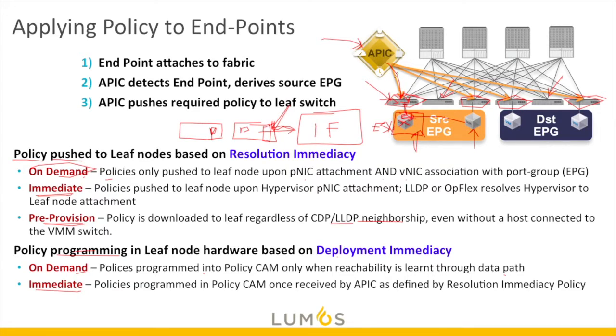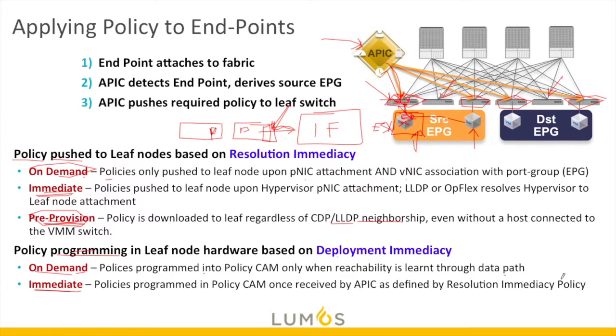So that means if we have a policy, don't wait for a VM to show up. Go ahead and push it into the ASIC, even if there's no VM attached yet. So we can pre-provision, or we can do immediate, or we can do on demand. If we do immediate or pre-provision, then that means immediately we're going to push that policy from the policy engine on the leaf into the actual ASIC for hardware programming.